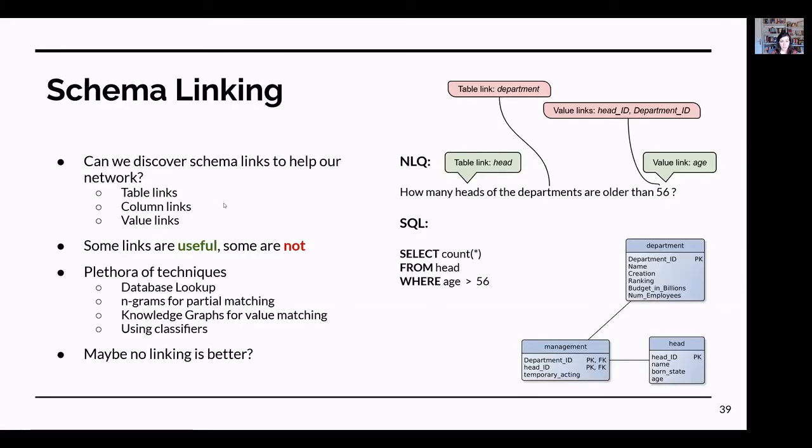So let's start with schema linking. The problem here is how we can discover links between the various query elements and table, column, and values that exist in the database.